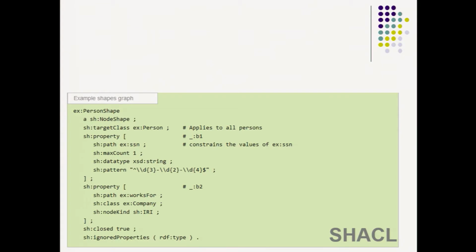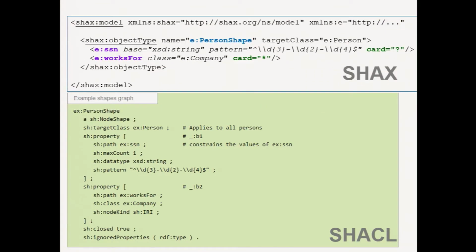We return to the simple SHACL model we saw before, and here's a SHAX representation. The person shape is represented by an object type element. Its child elements represent the properties of the resource, after which they are named, and their attributes give us the cardinality constraints and type details. So it's pretty straightforward.